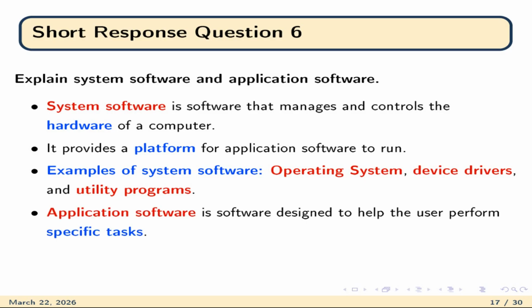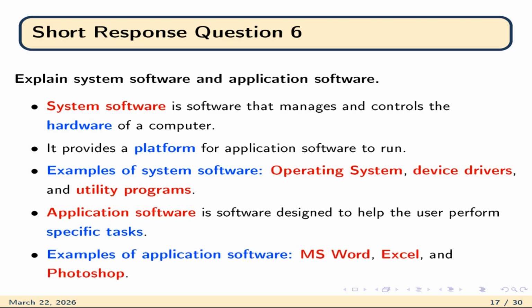Application software is software designed to help the user perform specific tasks. Examples of application software: MS Word, Excel, and Adobe Photoshop.